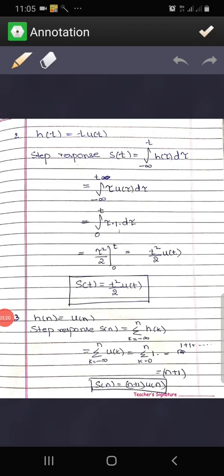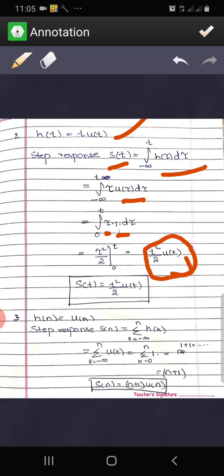Now let us take h of t as t into u of t. Therefore s of t, we know the formula, integral from minus infinity to t of h of tau d tau. Therefore integral minus infinity to t of tau u of tau d tau. Now the limit, because of u of tau, will change from 0 to t, and in this range 0 to t the u value is 1. So tau into 1 is tau, and integrating tau with respect to tau, you get tau square by 2. Between the limits 0 and t, you get t square by 2. And the answer is multiplied by u of t, since it is step response. s of t is equal to t square by 2 into u of t.